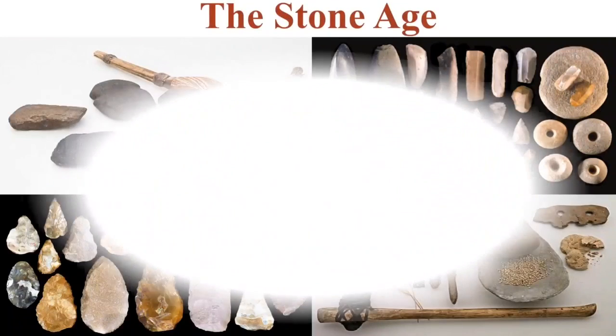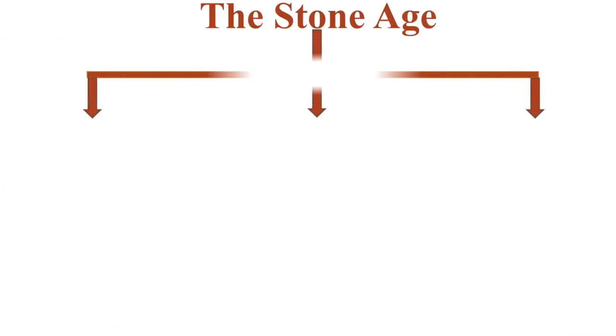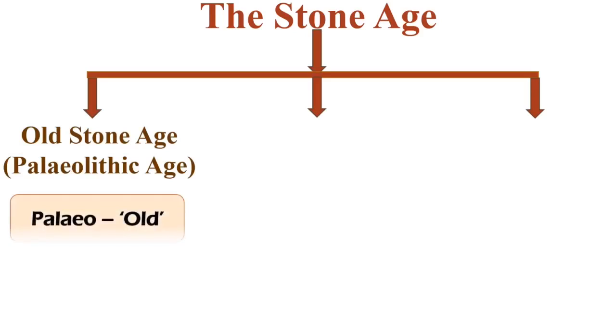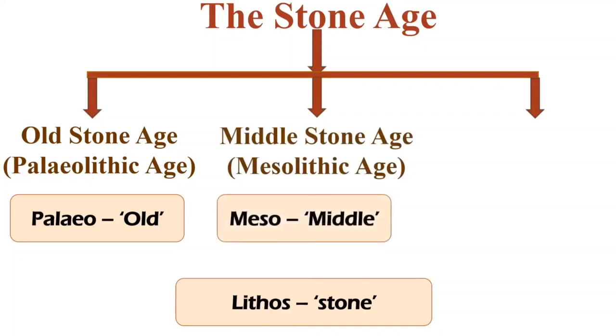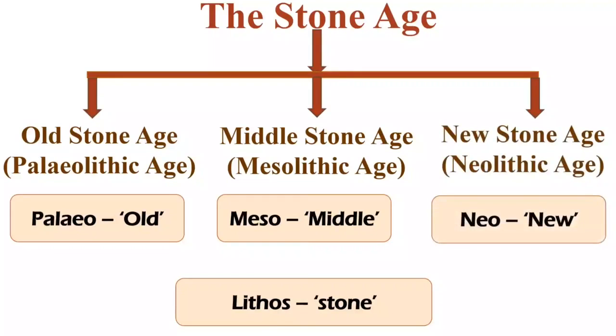The Stone Age is divided further into three periods based on the shape and types of the tools found. First, Old Stone Age or Paleolithic Age. Paleo means old and lithos means stone. Second, Middle Stone Age or Mesolithic Age. Meso means middle. Third, New Stone Age or Neolithic Age. Neo means new.